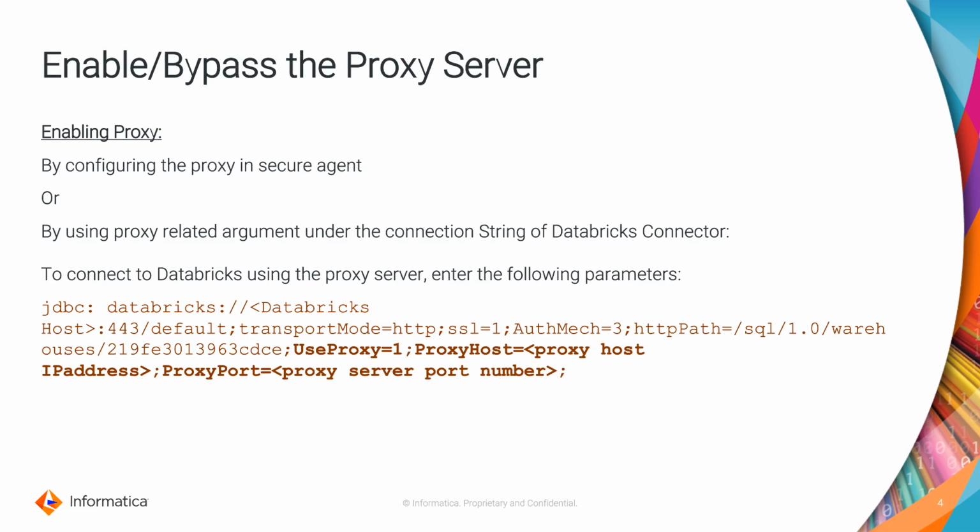For enabling the proxy server, you can enable the proxy in two ways in IDMC. One is by configuring the proxy under the secure agent machine, or by using the proxy related arguments under the JDBC Databricks connection string, which is used in the Databricks connector. To enable the proxy by JDBC connection string, append the arguments use proxy equal to 1, proxy host, and proxy port as shown in this screen. With this, the connection will now be redirected by the proxy server.